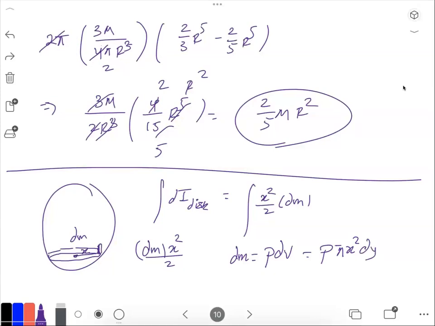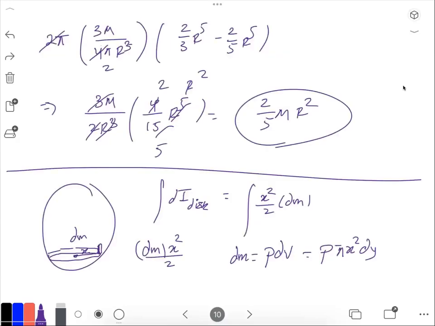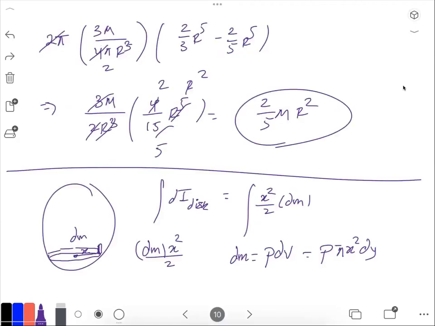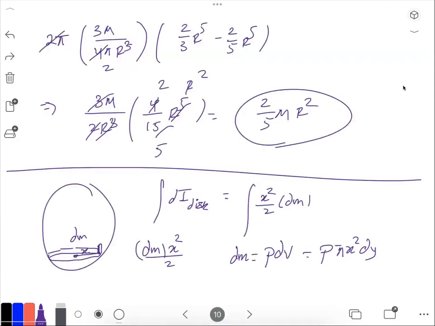Okay, so we have some information here, so let's see what we can do. We can factor out a rho pi over 2, and then we can take the integral of x to the 4th with respect to dy. Well, this integral doesn't really make any sense, right? We're actually taking x to the 4th with respect to another height variable. So how can we rectify this?